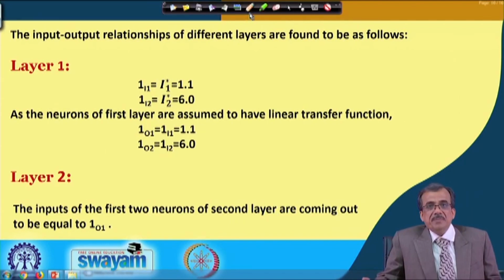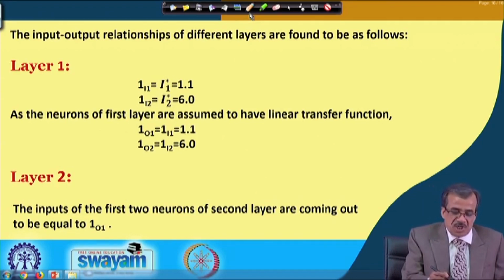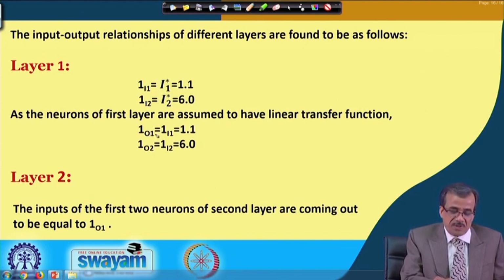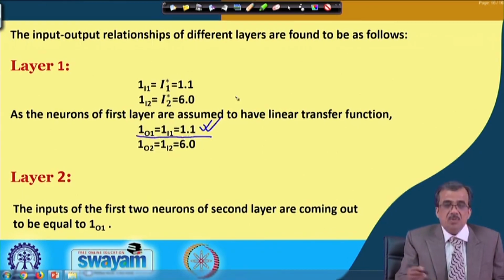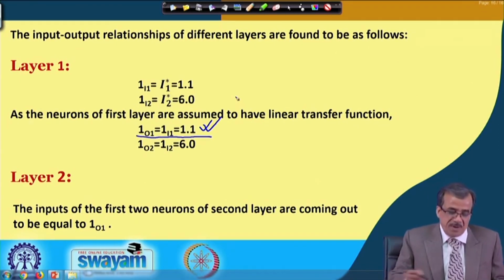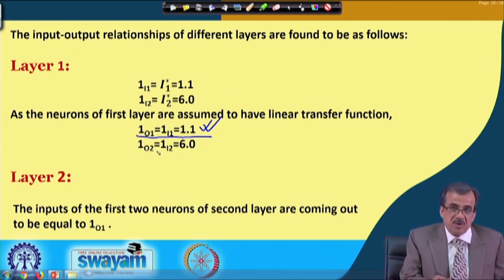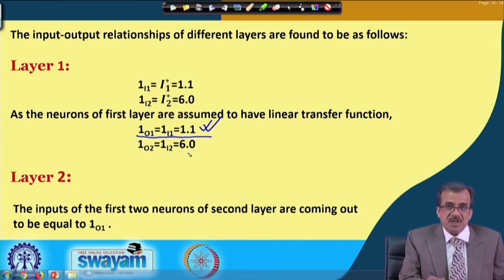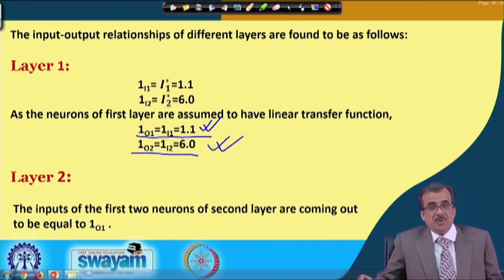On the first layer, as I mentioned, we use a linear transfer function, so the output is nothing but the input. The output of the first neuron lying on the first layer is the input of the first neuron on the first layer, and that is 1.1. Similarly, the output of the second neuron on the first layer is the same as its input, and that is 6.0.